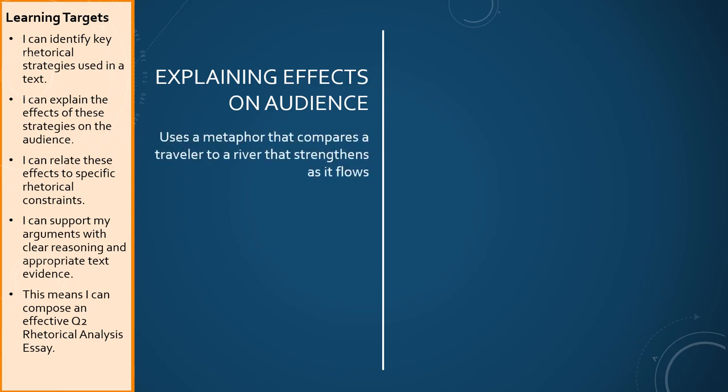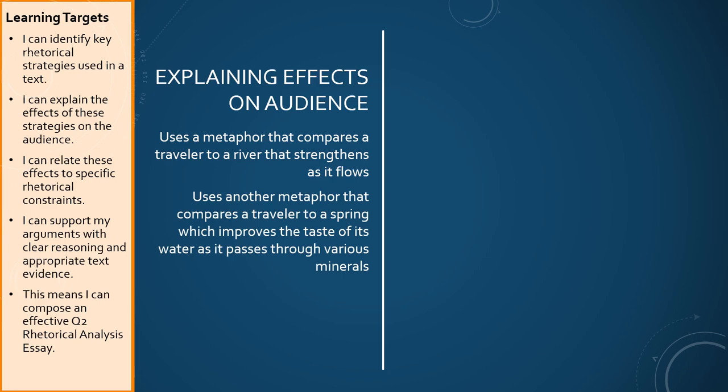In that same passage that we looked at, the Abigail Adams letter, this is a pretty commonly written about technique that she uses. She uses a couple of metaphors. She uses a metaphor that compares a traveler to a river that strengthens the further it flows. How the current of a river, and indeed how wide and strong that river is, the further it flows from its source toward the ocean, it gets wider and stronger as it goes. She uses another metaphor that also compares a traveler to a spring, which improves the taste of its water as that water passes through various minerals before finally reaching the surface.